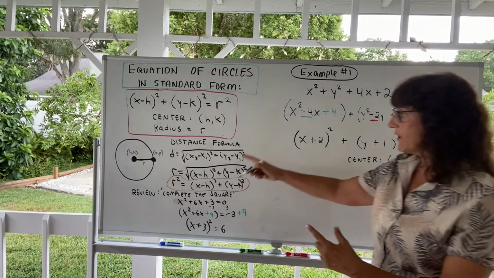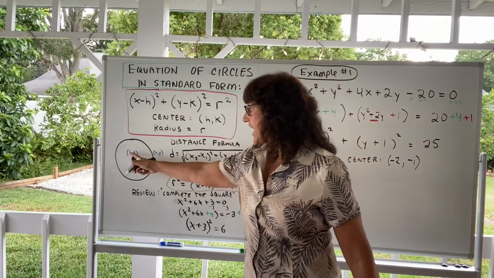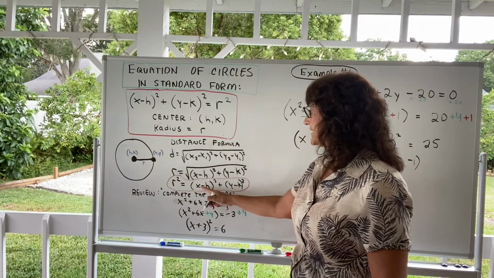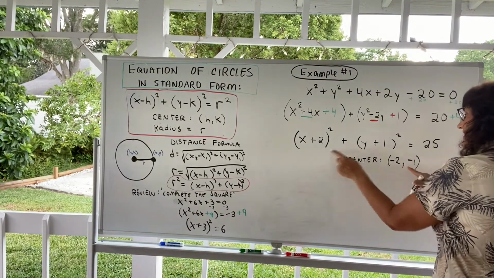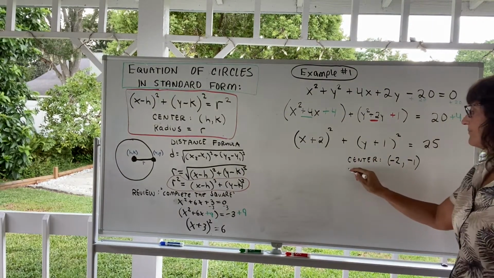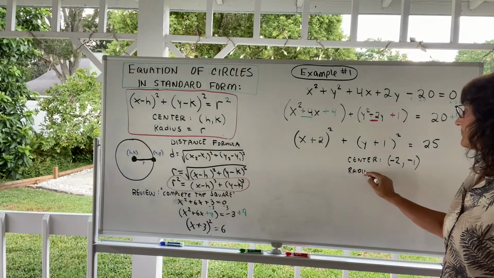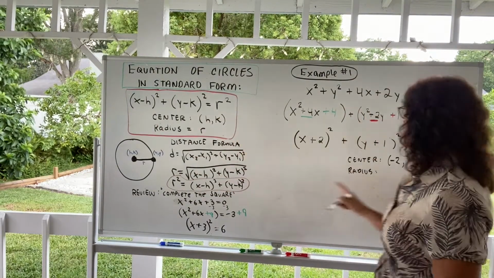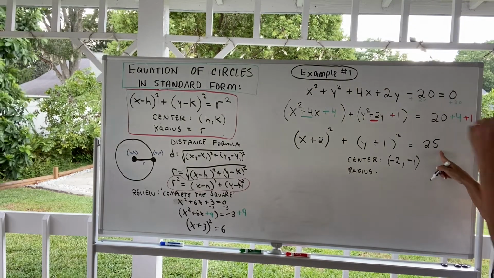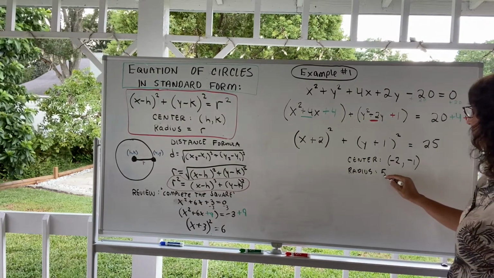Remember how we derived the formula: h, k is where the center of the circle is when we plugged it in. It changes the sign, so you have to change the sign: negative 2, negative 1. What about the radius? In your formula, the radius squared is 25. We don't want the radius squared, we want the radius, so it would be 5.